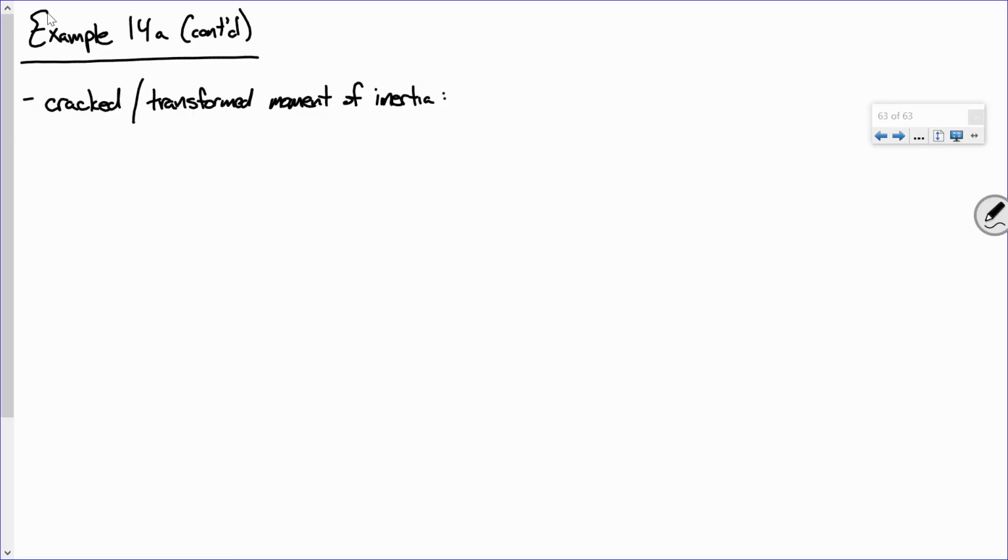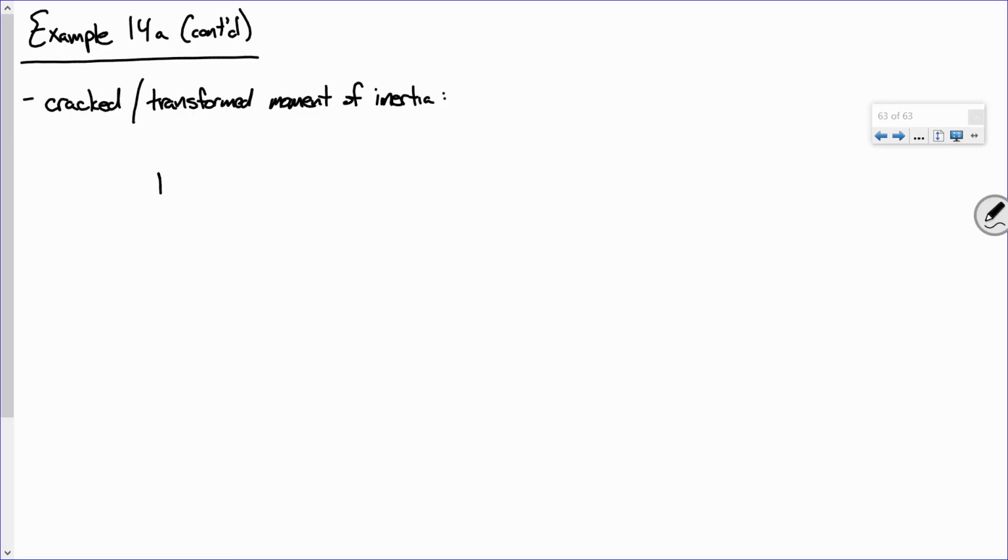So we've got our gross moment of inertia. That was the easy one. Now we've got to do our cracked moment of inertia. And remember, when you do a cracked moment of inertia, all the concrete in compression is still intact, but all the concrete that's in tension is gone. And all we've got is that lump of steel at the bottom. Y'all remember that? So we've got a section that looks something about like this.